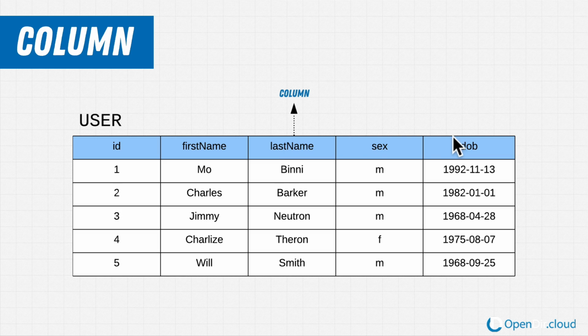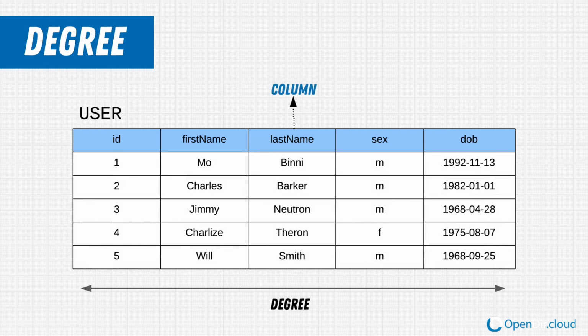But columns are a bit more complicated than that. They have more going on than seemingly just being a place to store a specific type of data. Now, what do I mean by that? Well, one single column is called a column. We know that. But what would we call the collection of all the columns? Well, that's what we would call the degree. We call that the degree of the relation.